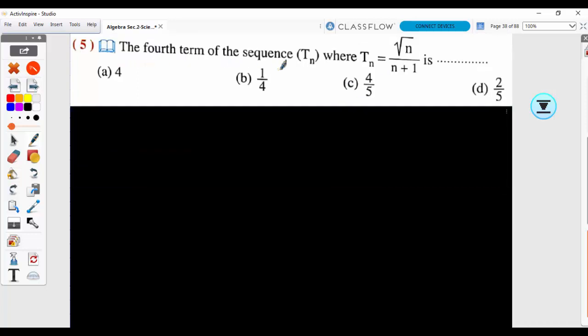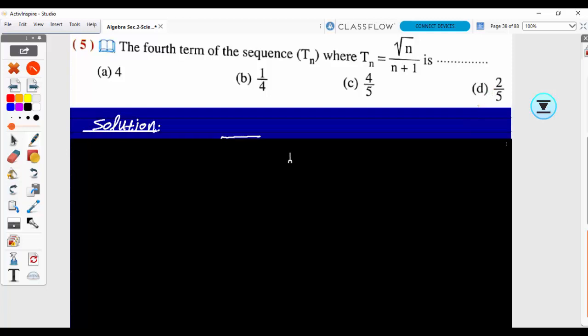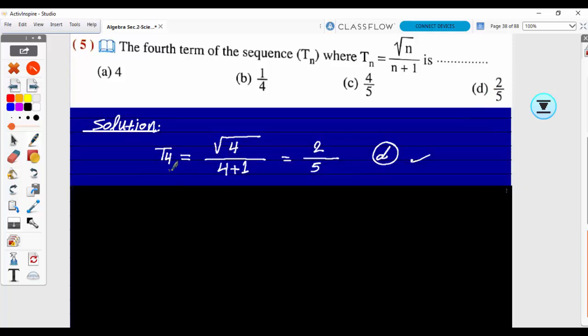The fourth term of the sequence Tn, where Tn equals square root of n over n plus 1, is: 1 over 4, 4 over 5, 2 over 5. So solution. The required here is to find T4. So substituting n equals 4 here. So we have root 4 over 4 plus 1. Root 4 means positive root 4, which equals positive 2 over 5, which equals 2 over 5. And the solution will be in letter D.